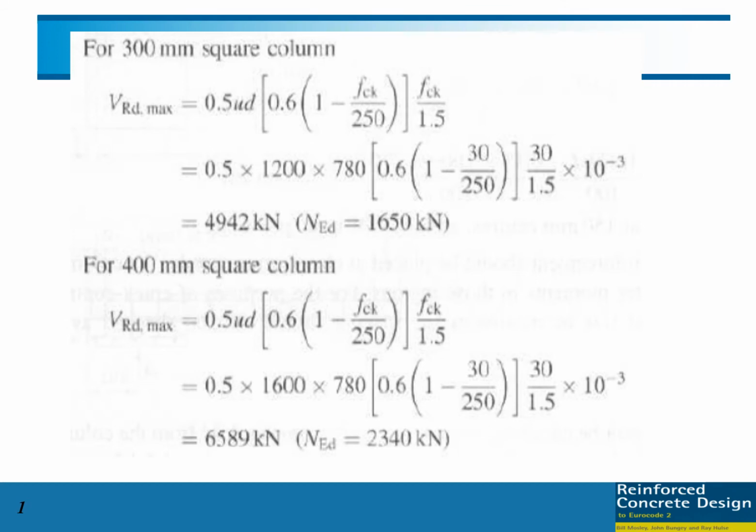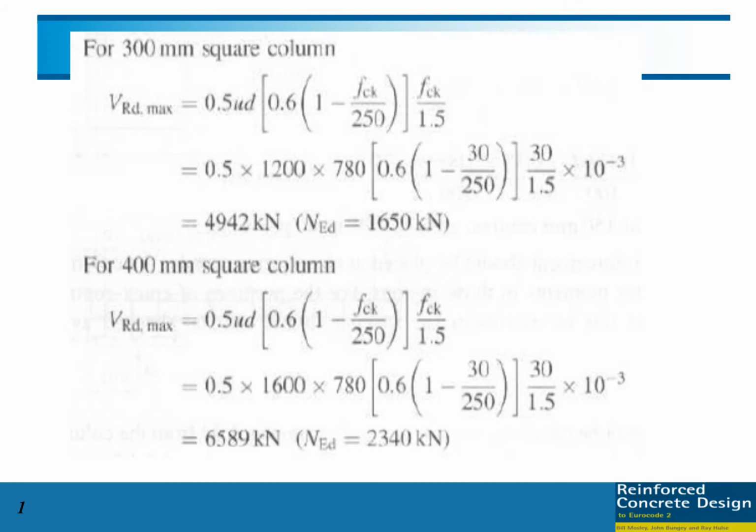From here we have the maximum is 4942, while the NEd, the ultimate limit state load for this 300 mm square column, is 1650, so this is okay.